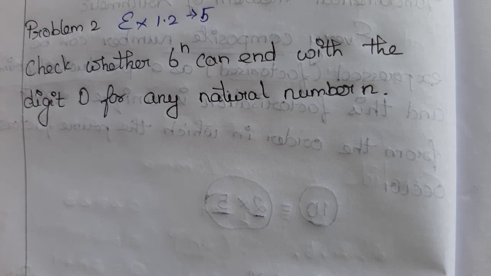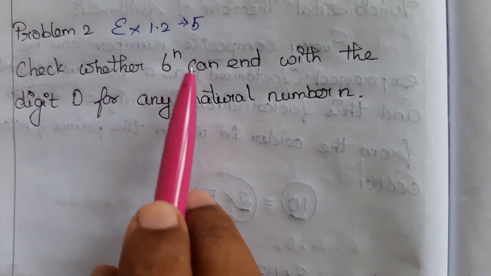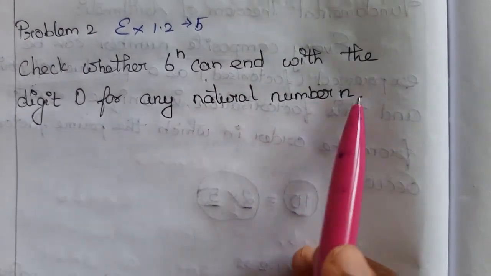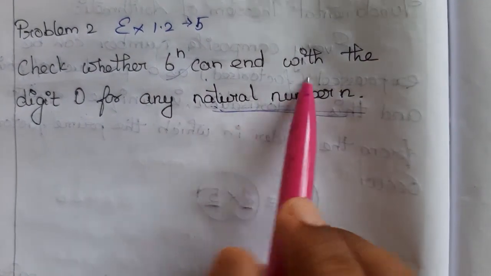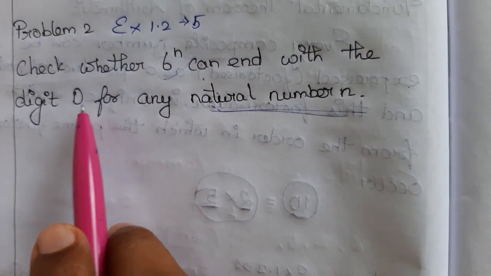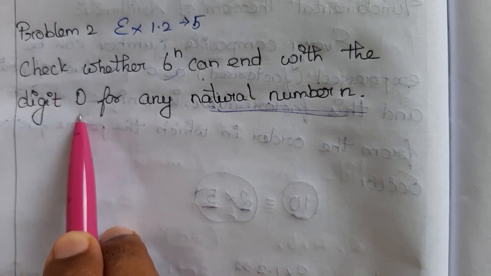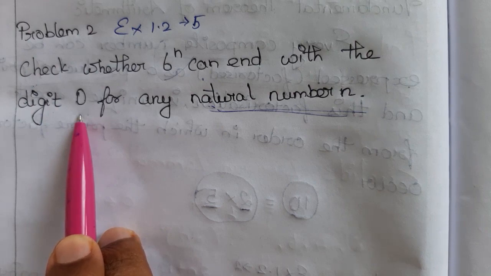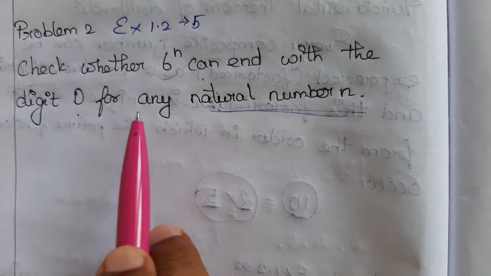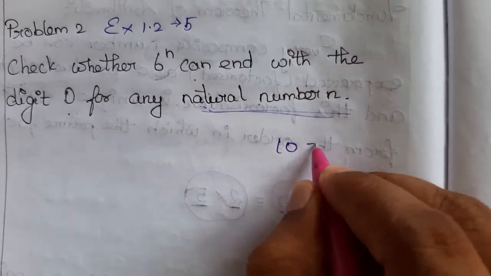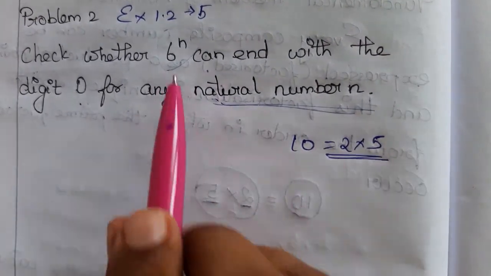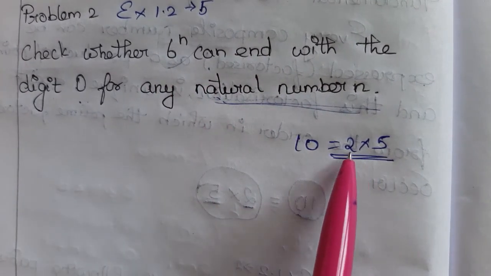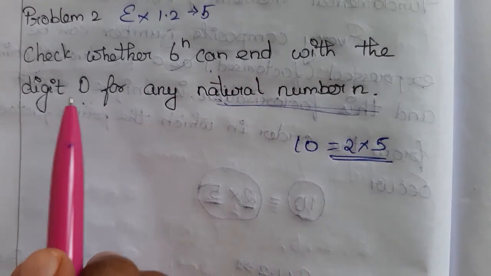Here we go for the next problem. Problem 2. Check whether 6 power n can end with the digit 0 for any natural number n. So they are asking, check whether 6 power n, where n can be any natural number, will end with the digit 0. If a number ends with the digit 0, it should be a multiple of 10, right? All multiples of 10 end with 0. So what are the factors of 10? The factors of 10 are 2 into 5, right? Then if 6 power n has the factors 2 and 5, it will end with digit 0, or else it never will.